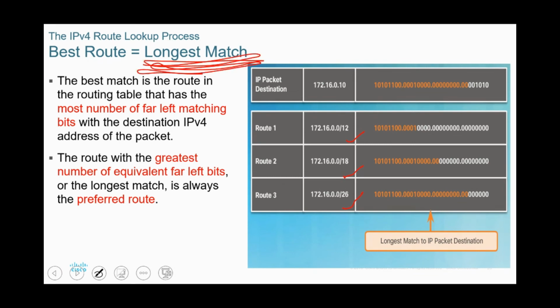Now, according to these slides, the router is going to choose the longest match. Okay, so the longest match here will be this route 3. So that means for this route 3, the router is going to store the 172.168.0.0/26 subnet mask in the routing table to reach the destination address of 172.168.0.0. So in this case, you are not going to store route 2. Okay.